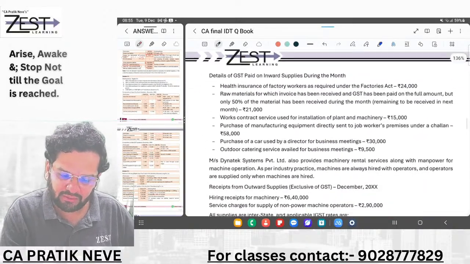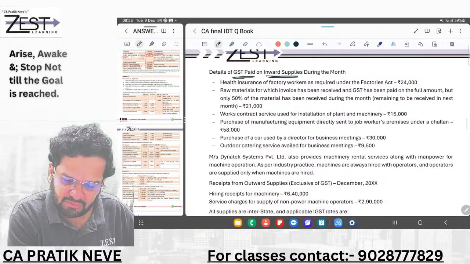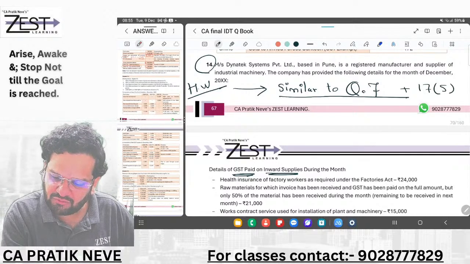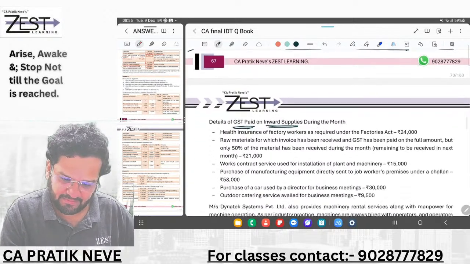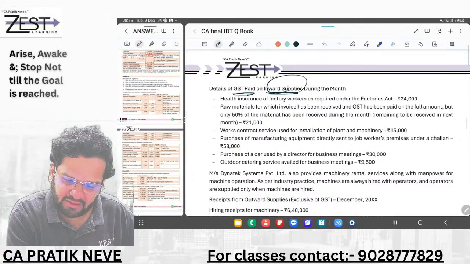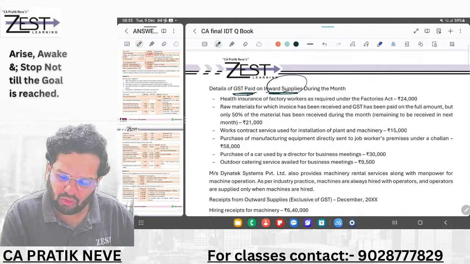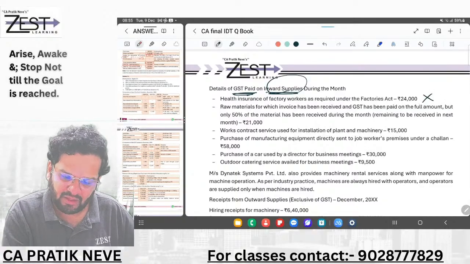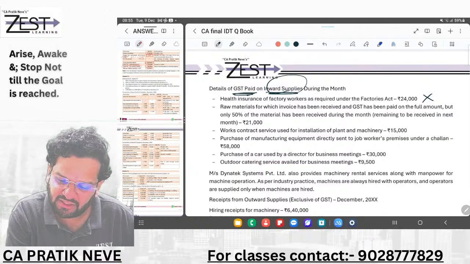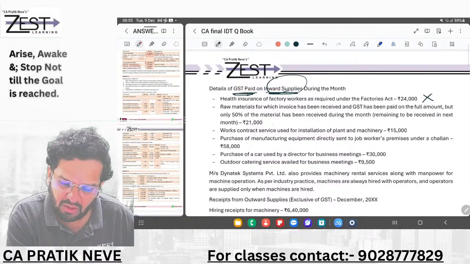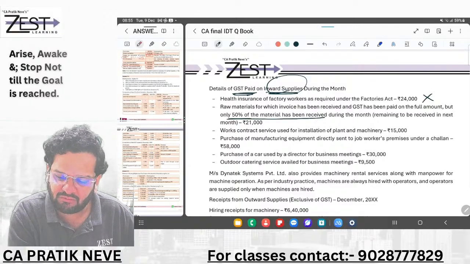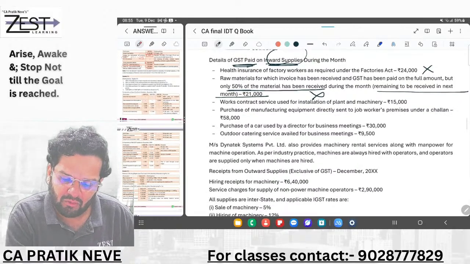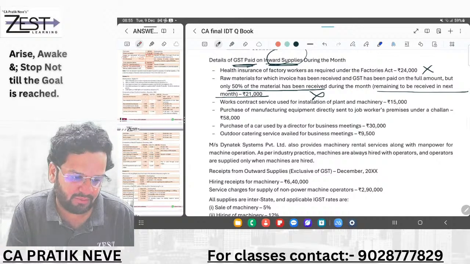Only thing is, I'll give you a hint. Inward supplies GST paid. So basically, it's similar to question 7 plus some concepts of 17(5) blocked credits. See, inward supplies GST paid is given on health insurance. You cannot take ITC. Raw material for which invoice has been received and GST has been paid on full amount, but only 50% of the material has been received, remaining to be received in next month.